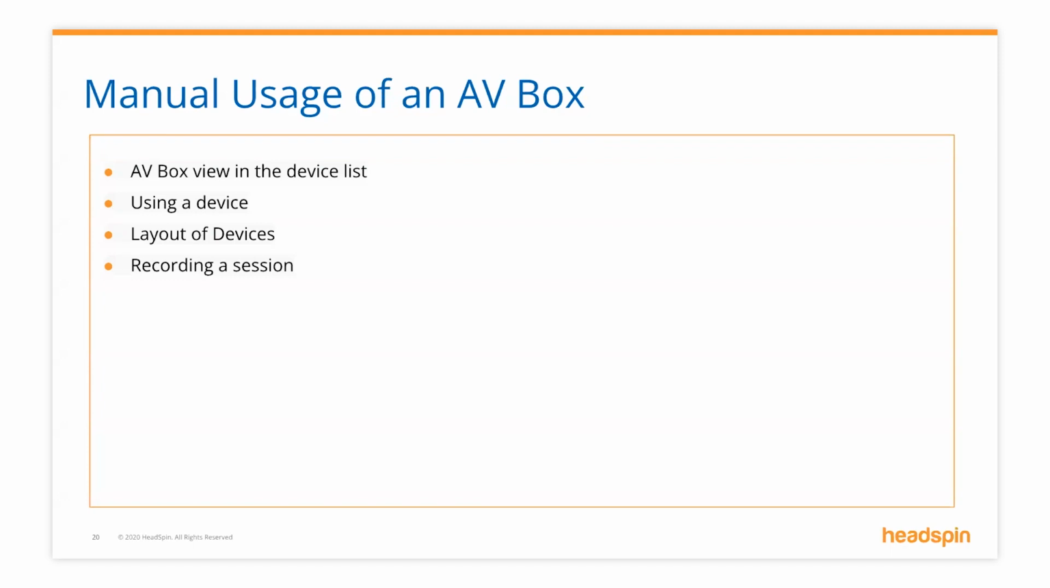For the manual usage of the AV box, it'll be listed in the device list. It'll have this little label that shows you the relationship, the camera device and DUT, so you can quickly decide which ones are related to which. Once you use the device, you just need to click on one and both devices will appear in the UI. You'll have the DUT, the device under test, on the left, and the camera device on the right. The next part is recording sessions.